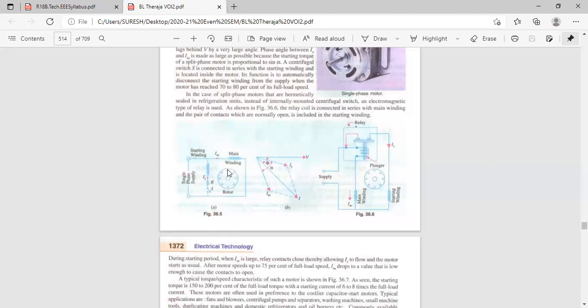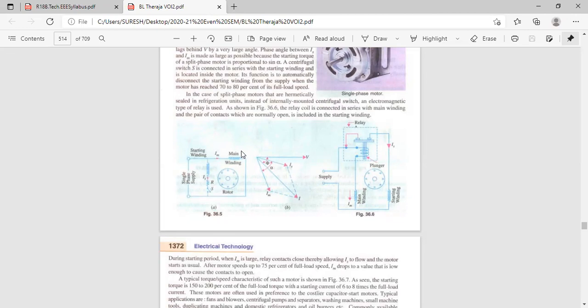Once the rotor reaches 70% of rated speed, what will happen? Is there a necessity of the starting winding? No. Then the switch will automatically open. Once the rotor reaches 70% of rated speed, the switch automatically opens. Once the switch is open, there is no starting winding. Now, how many windings are there in the circuit?